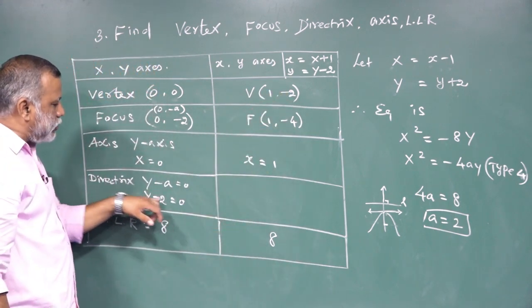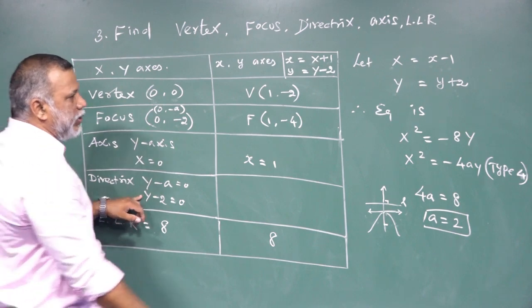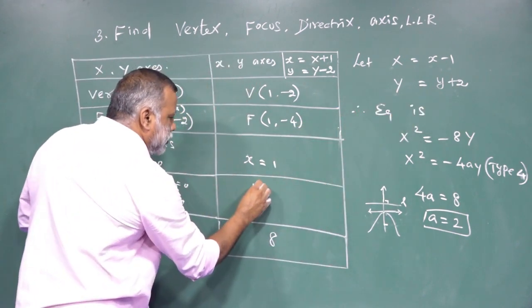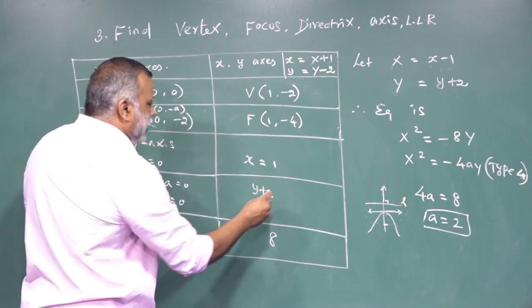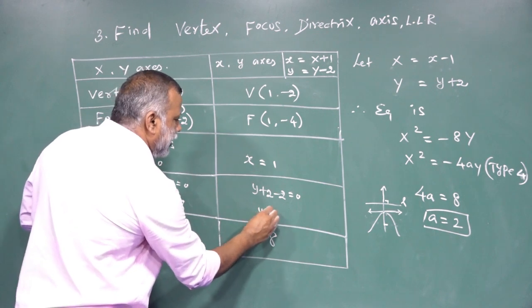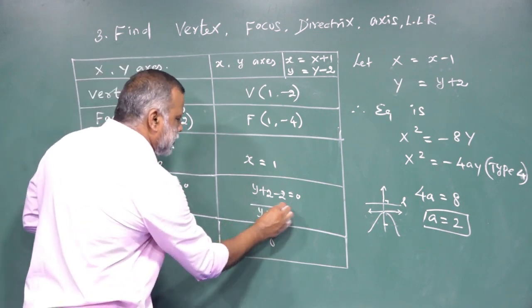Directrix, Y minus 2 equal to 0. Instead of this capital Y, what is the name here? See, capital Y is replaced by y plus 2. Then already you are having minus 2. Then positive 2, negative 2 will be removed, equal to 0.